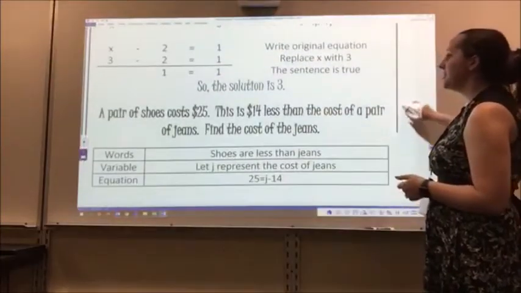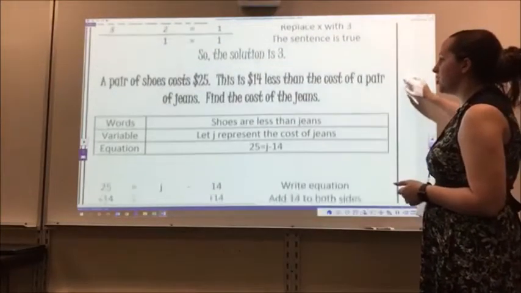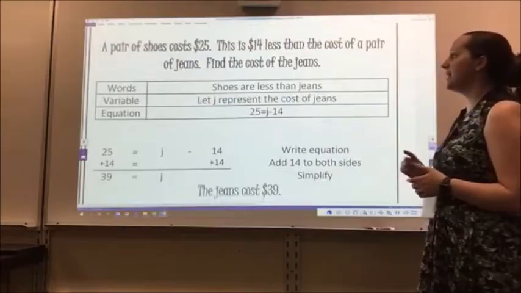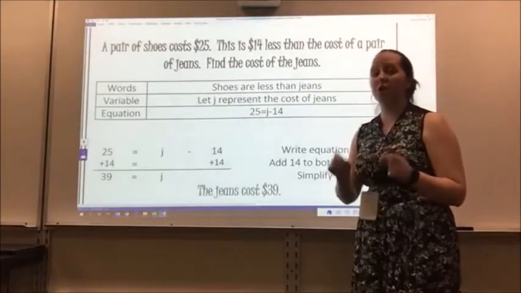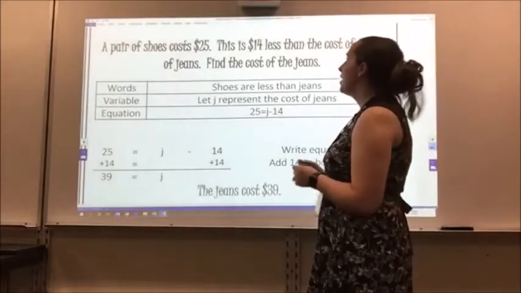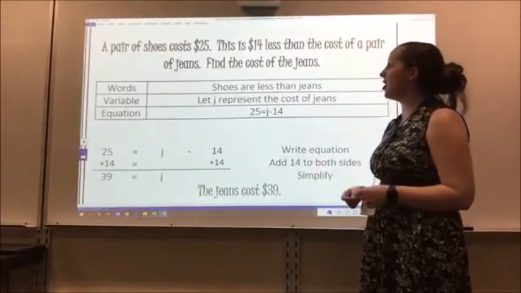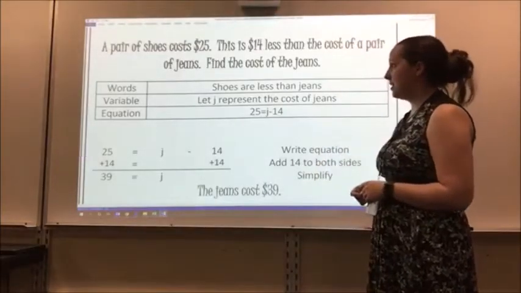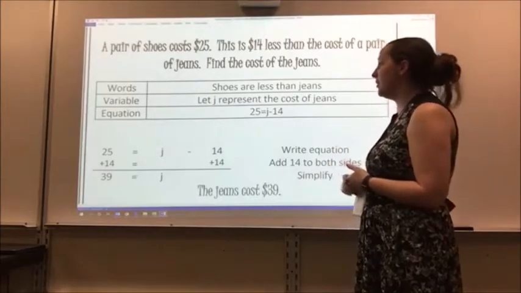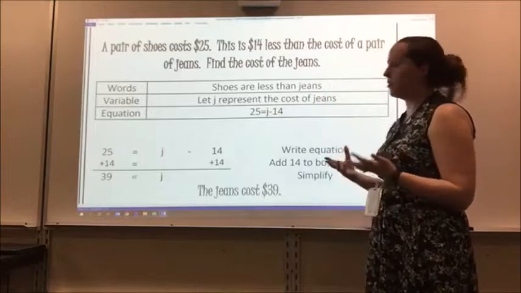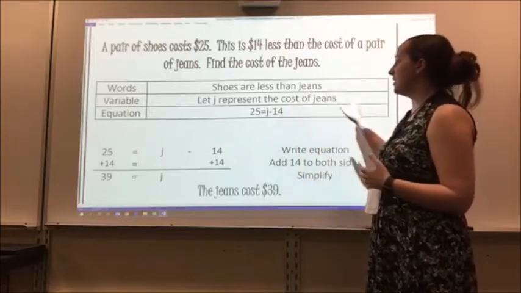Okay? You do the same thing with a pair of shoes costs $25. This is $14 less than the cost of a pair of jeans. Find the cost of the jeans. So we don't know what the jeans cost, so that's going to be our variable. So shoes are less than jeans, we understand that. Let J represent the cost of the jeans.